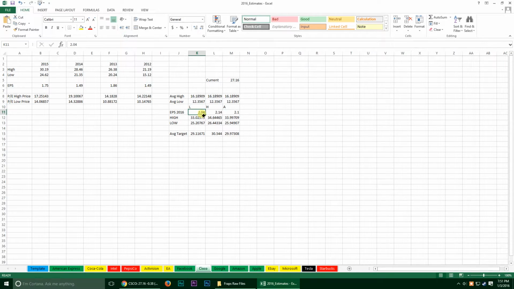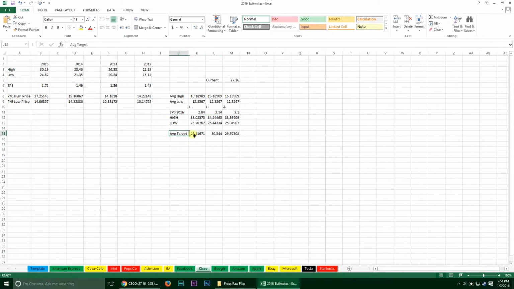So the low is the lowest EPS analysts expect in 2016. The high is the highest EPS any analyst expects, and the average of usually 15 to 20 analysts expect it to be about this range, so $2.10 in this case. Now this over here is where the formula comes into place, and this is just doing the EPS times the PE ratio, and that's where you get this part.